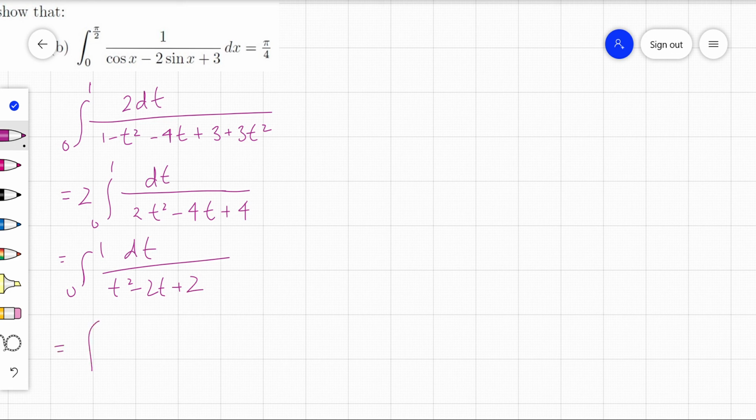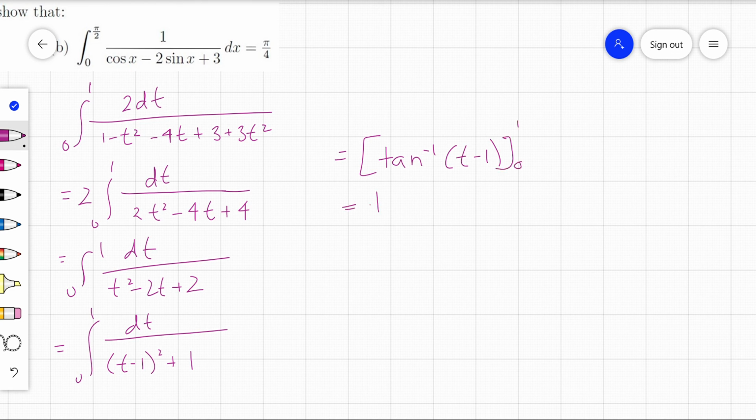Now we know that it's not very easily factorizable, but I can complete the square on it, and then if you have a look, that's a nice integral. That becomes a nice inverse tan of t minus 1, and we're doing it between 0 and 1. So when I put 1 in, I get inverse tan of 0, minus when I put 0 in, I get inverse tan of negative 1. So we know that's 0 minus negative pi on 4, so that becomes plus pi on 4.